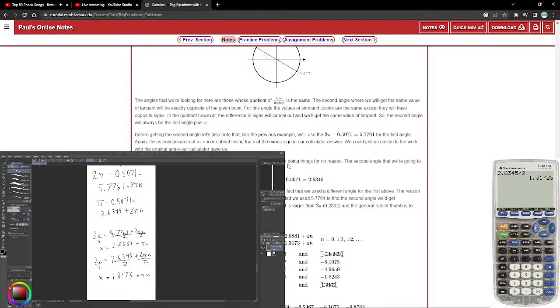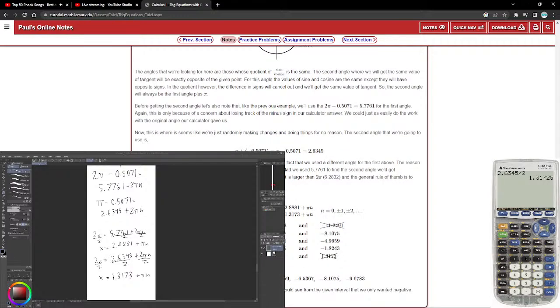The fact that we use the calculator answer here seems to contradict the fact that we used a different angle for the first above. The reason for doing this here is to give a second angle that is in the range 0 to pi. Had we used 5.7761 to find the second angle, we get a perfectly acceptable answer, however it is larger than 2 pi. And the general rule of thumb is to keep the initial angles as small as possible.